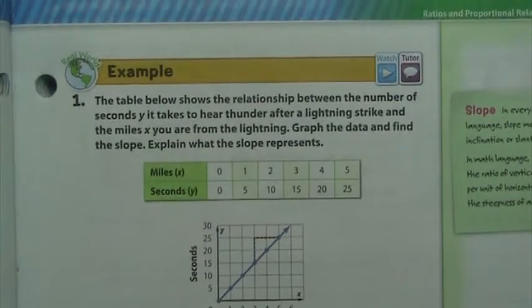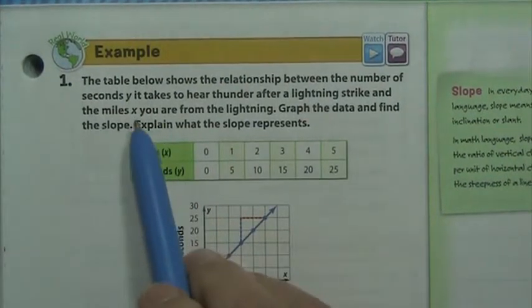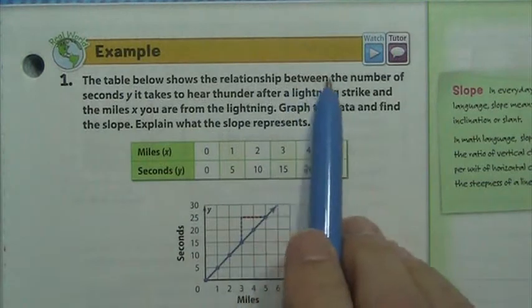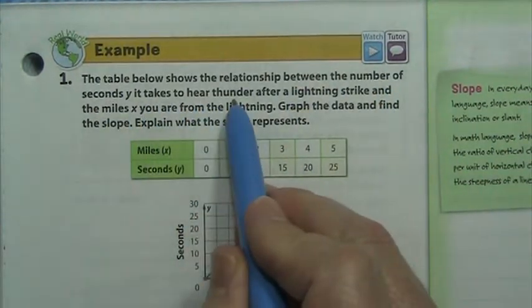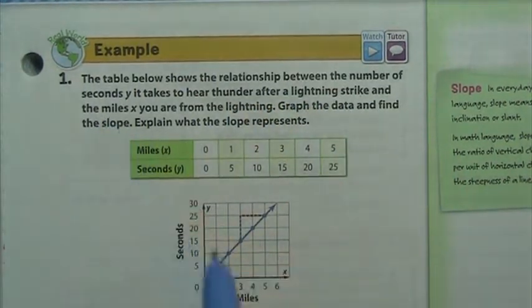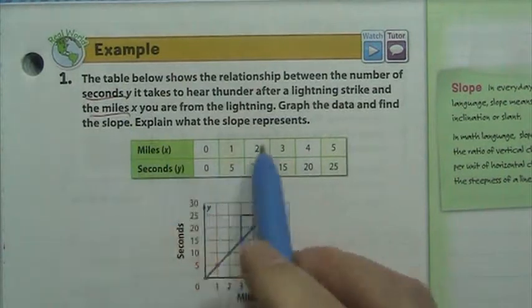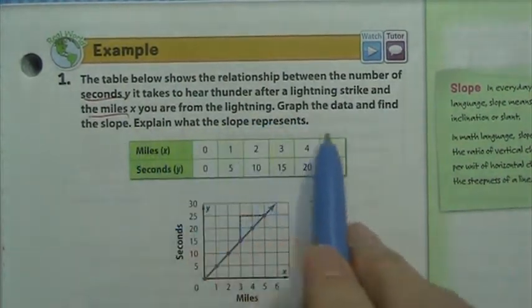Okay, turn to page 75, the next page over, slide it over. And look at this example. It says the table shows the relationship between the number of seconds it takes to hear thunder after a lightning strike and the miles. So we have seconds and miles you are from the lightning. Graph the data to find the slope.